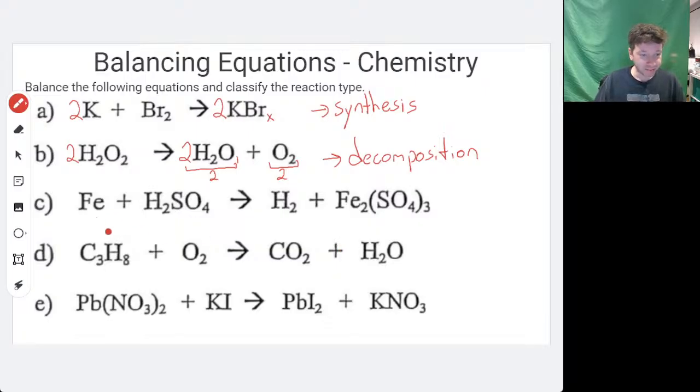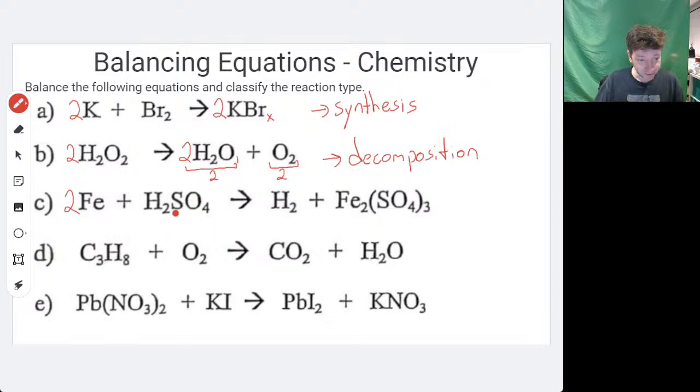Let's start with iron. I usually like to leave, if possible, hydrogen and oxygen till the very end because they're the ones that can be the most confusing. So instead of starting with hydrogen and oxygen, let's start with iron. I have 1 iron here and I have 2 here. So I'm going to put a 2 here.